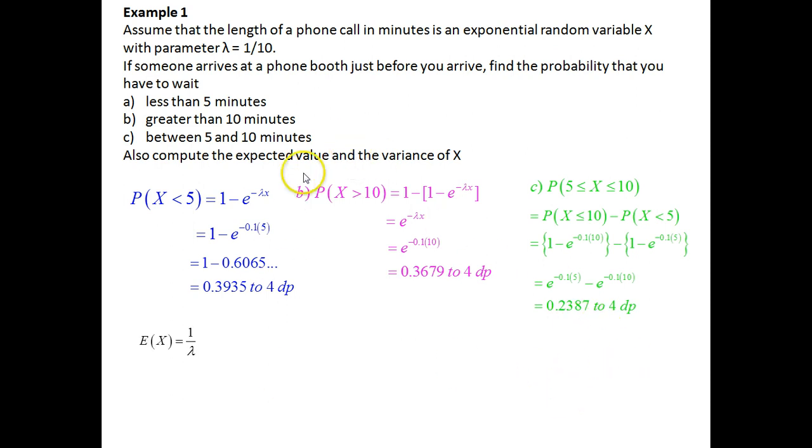The expected value was 1 over lambda, so 1 over 1/10 is 10 minutes. We're talking about minutes. And the variance is 1 over lambda squared, which is 100 minutes squared, the variance of x.